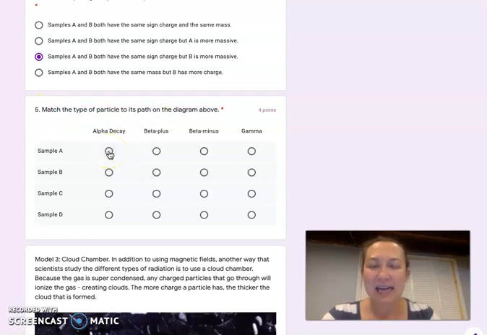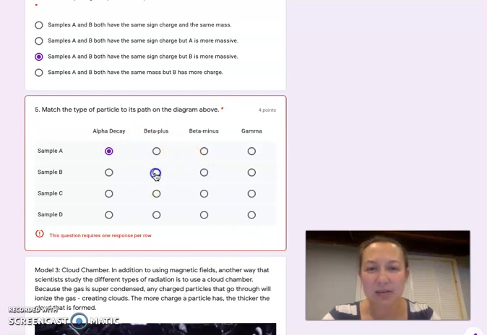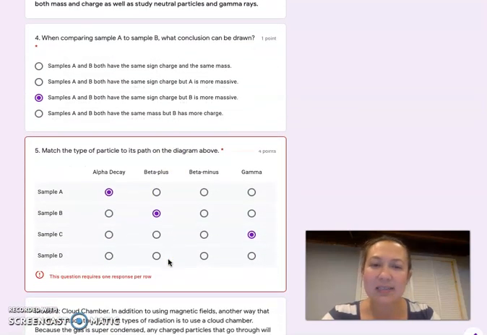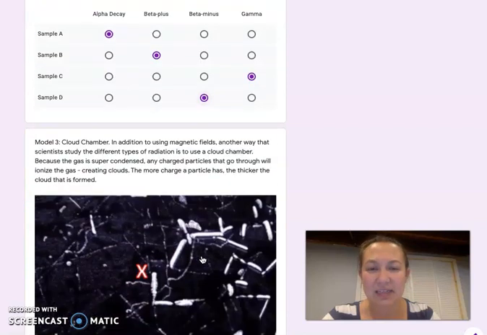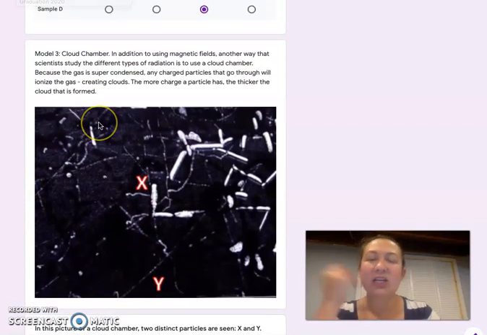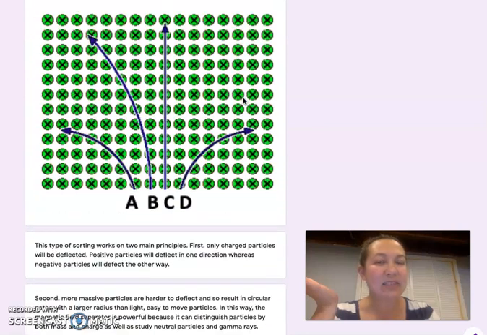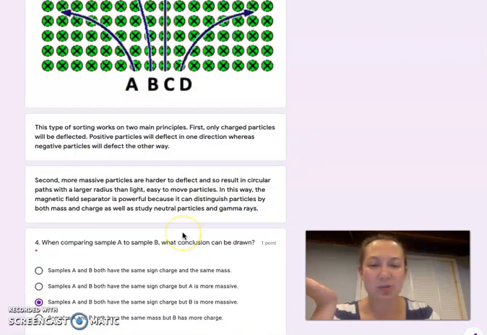Alpha decay: sample A and sample B are both positive, but A is heavier than B. Sample C is a gamma because notice that sample C is neutral, and sample D is negative, so that must be the beta minus. So the nuclear physics part of this section then is to be able to tell apart alpha, beta plus, beta minus, and gamma decays based on the fact that alphas are heavier, betas have the same mass but one is positive and one negative, and gamma is neutral.